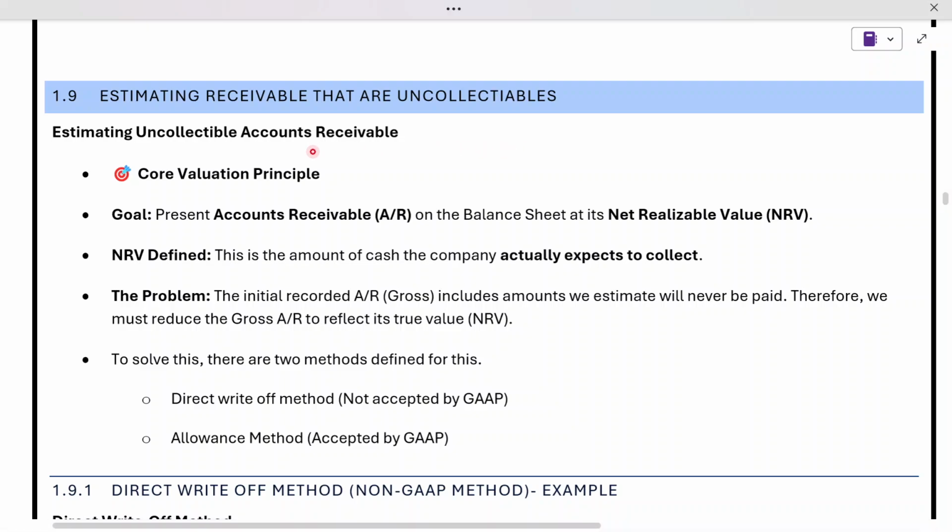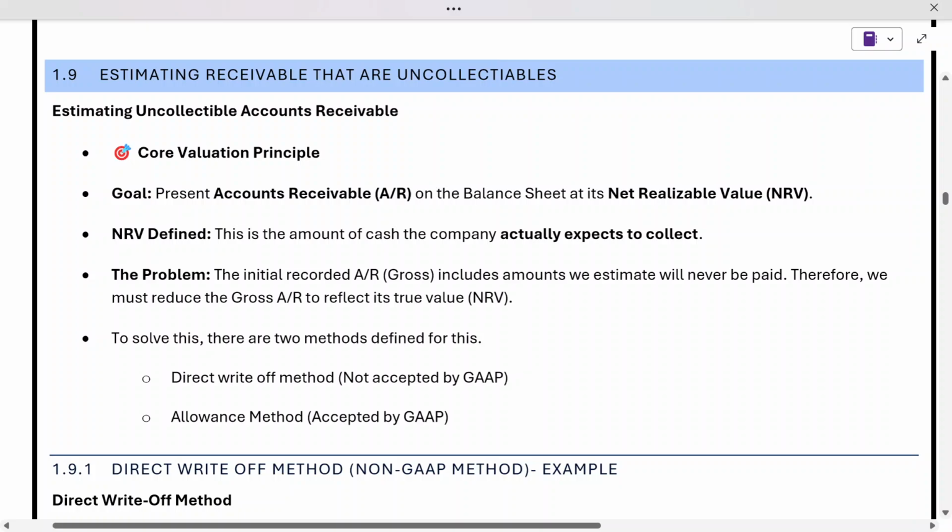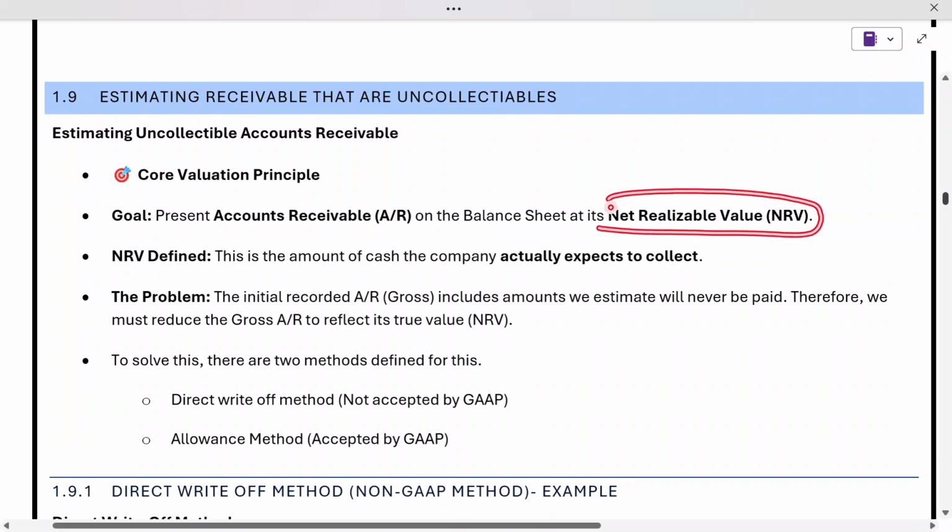Okay, so now let's try to understand estimating receivables that are uncollectible. There are a lot of receivables that don't get collected and they become bad debt. The core valuation principle is that accounts receivable on the balance sheet should be reflected at their NRV, the net realizable value we will be getting from accounts receivable, and that should be shown on the balance sheet.